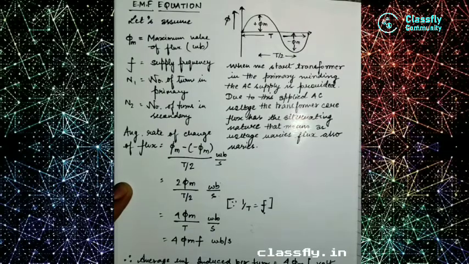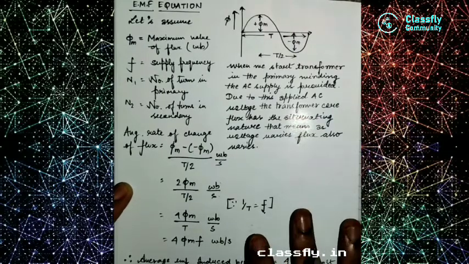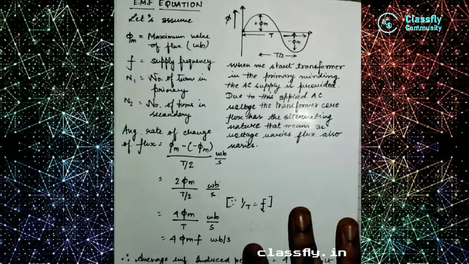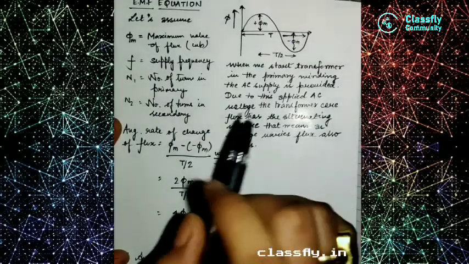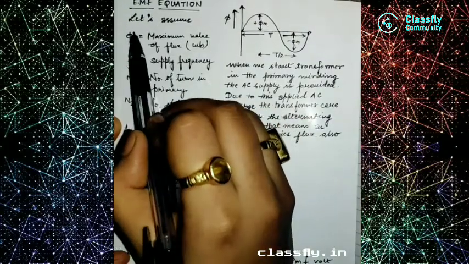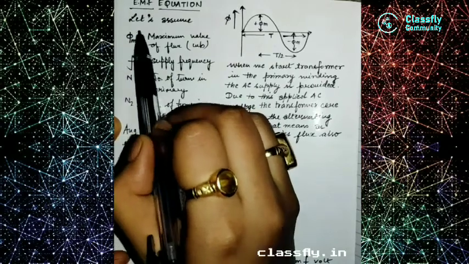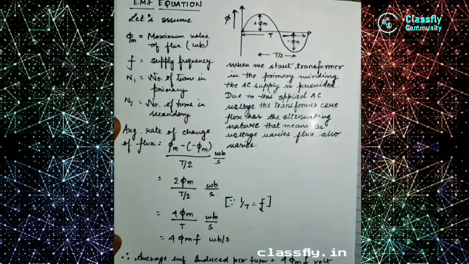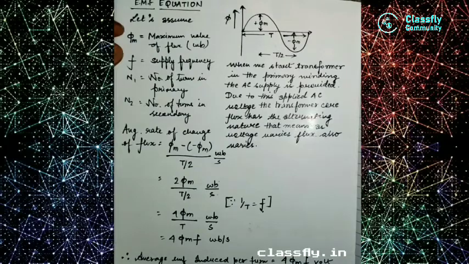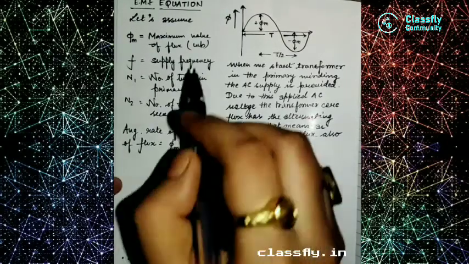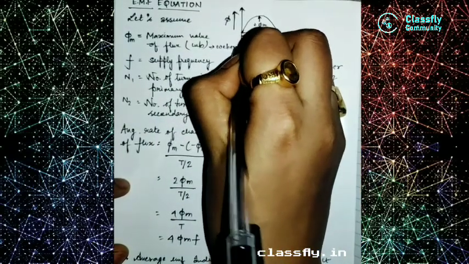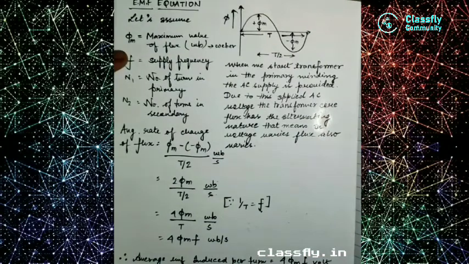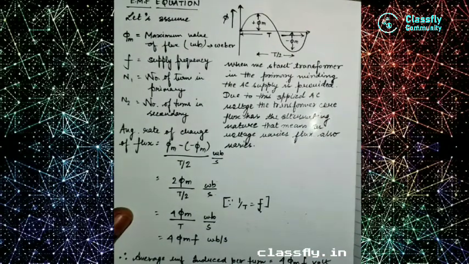So today we will be doing the EMF equation of the transformer. For the EMF equation of the transformer, we have to make some assumptions to derive this equation. Let's assume phi m is the maximum value of the flux, and its unit is Weber, W-E-B-E-R. F will be the supply frequency, the frequency at which you give the supply.